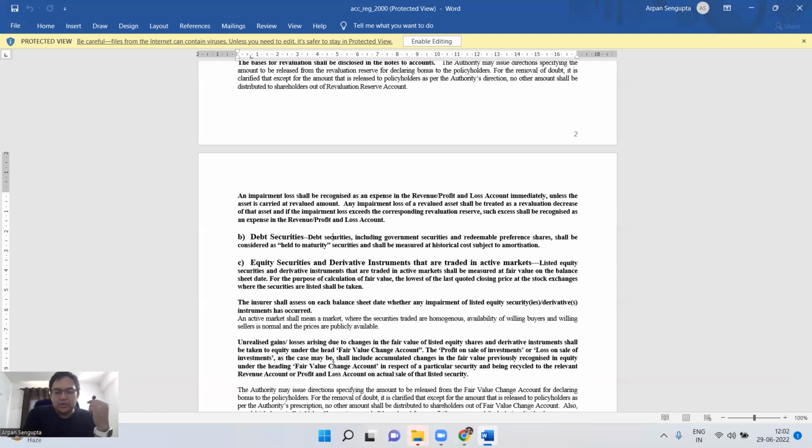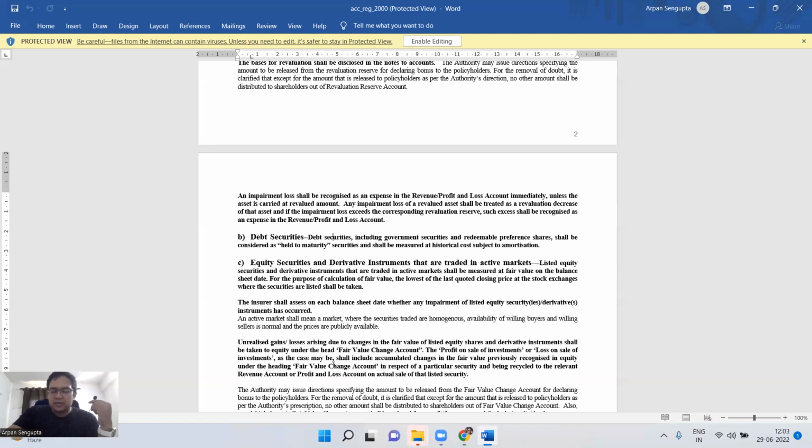And any loss or gain arising from the actual sale of the asset will consist of the accumulated value in the fair value change account and will be recycled back to the profit and loss account. When you are getting rid of the equity or derivatives, it will flow to the profit and loss account. Once again, you can provide bonus, and the basis of impairment can be disclosed in the notes to the account. You can provide bonus to the policyholder, but you cannot use the fair value change account to provide any bonus to the shareholder.